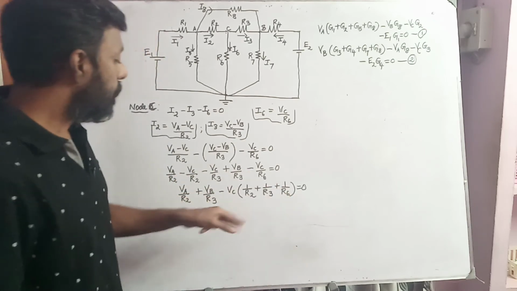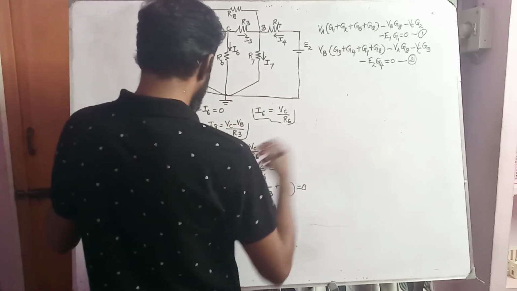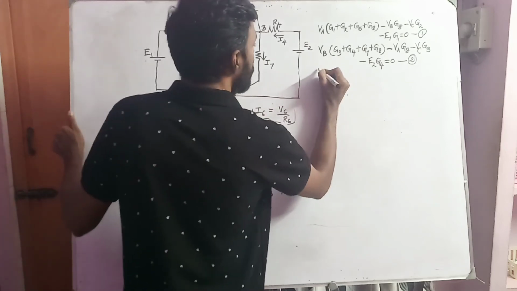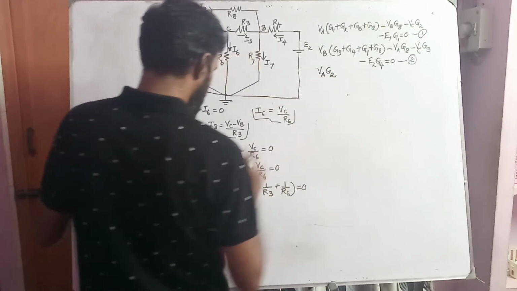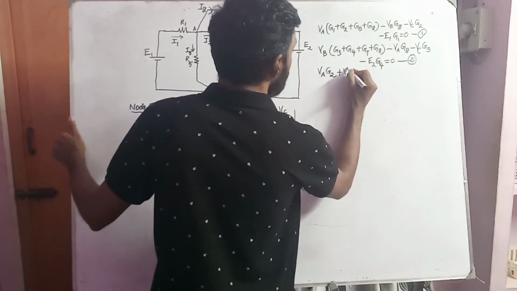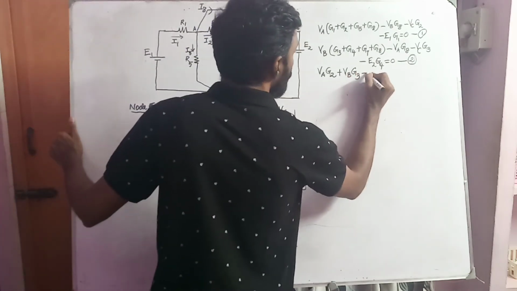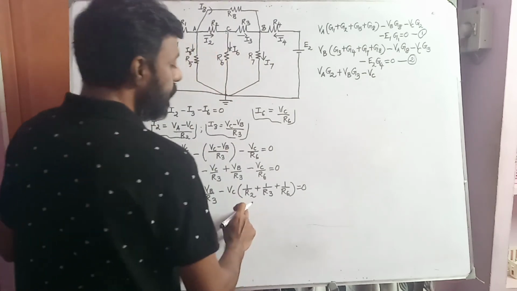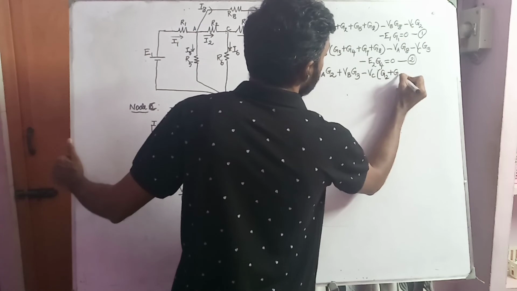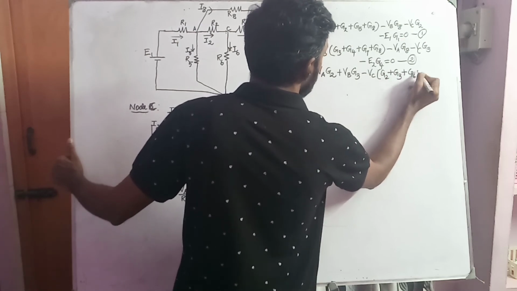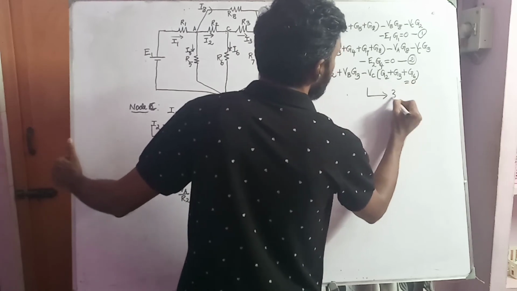So now I am going to use the conductance method. The third equation will be VA G2 plus VB G3 minus VC into G2 plus G3 plus G6, that is equal to 0. This is the third equation.